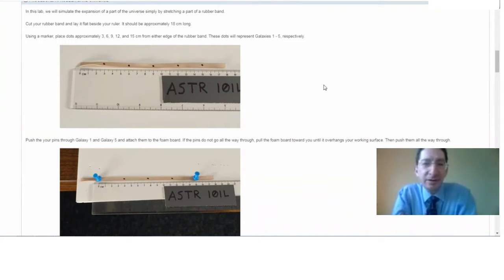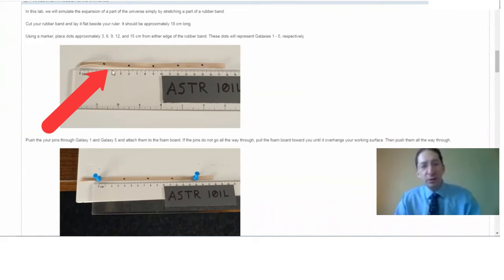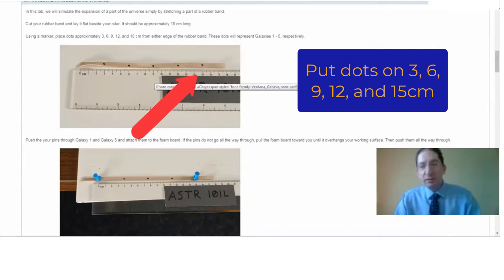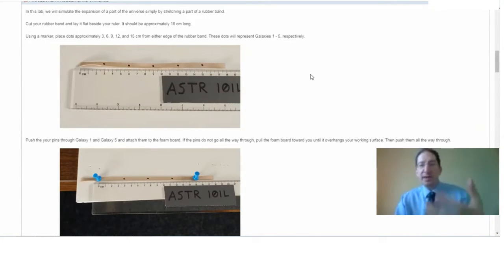So to prepare your little one-dimensional rubber band universe, take your rubber band, cut it with the scissors, and place it down next to your ruler along the centimeter scale. Using your marker, you're going to put dots at 3, 6, 9, 12, and 15 centimeters. That's galaxies 1, 2, 3, 4, and 5. And place those dots very carefully, because that will affect your measurements and the auto grading for the rest of the lab.